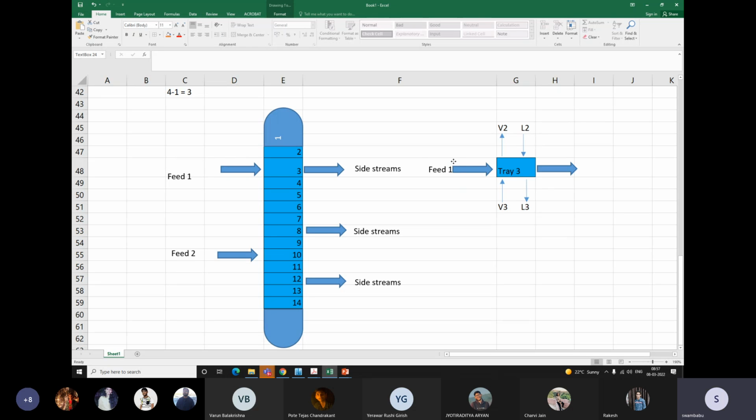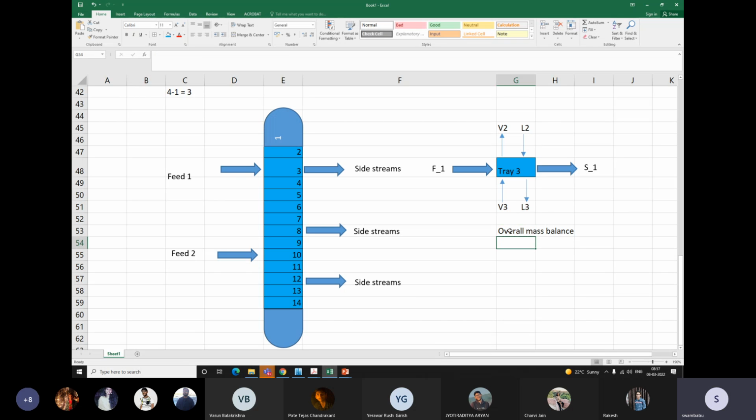F1 moles of the feed is going into the tray 3. And let's say we are taking out liquid product, S1 side stream. S1 amount of liquid is taken from the tray. And now we can do the overall mass balance for this tray.